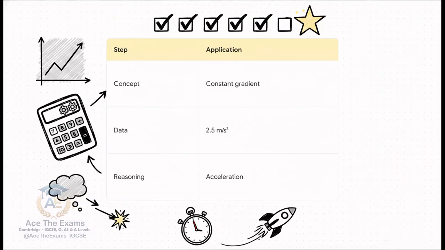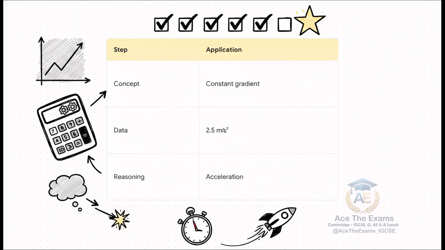And this brilliantly illustrates how the framework functions in practice. It hits the concept by recognizing that the slope of the line, the constant gradient, is the key feature. It extracts the data by calculating the actual value as 2.5 meters per second squared, and it applies scientific reasoning by explicitly stating that this gradient represents acceleration.